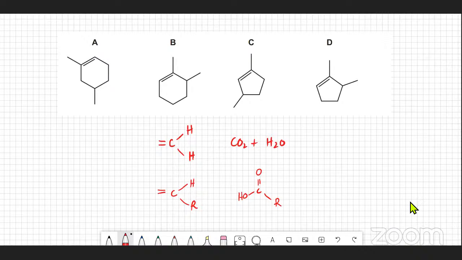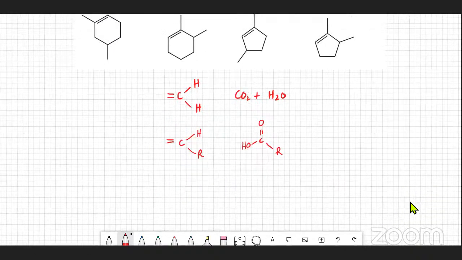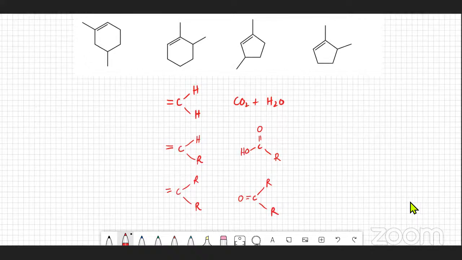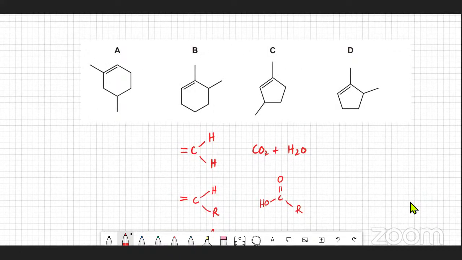And the third scenario is that if you have a double bond and on both sides you have a carbon chain, that particular carbon would turn into a ketone. So you have 3 scenarios, and we're going to do the oxidation of all these 3 products.